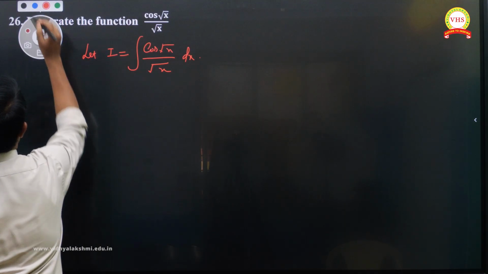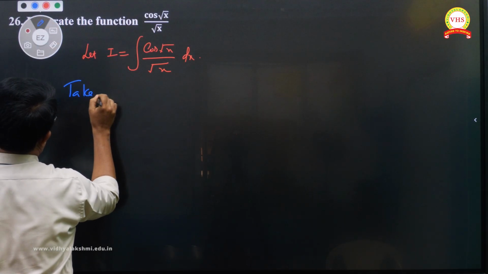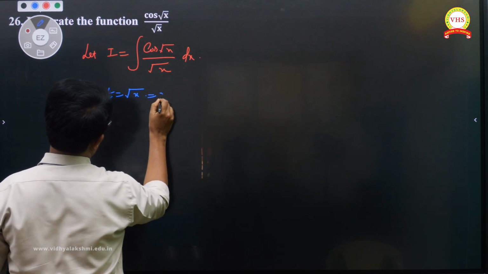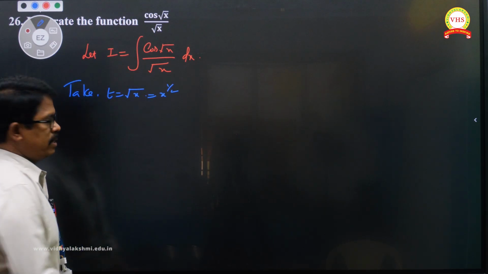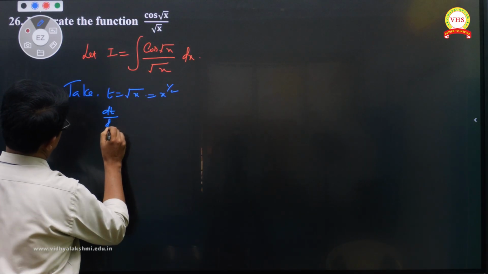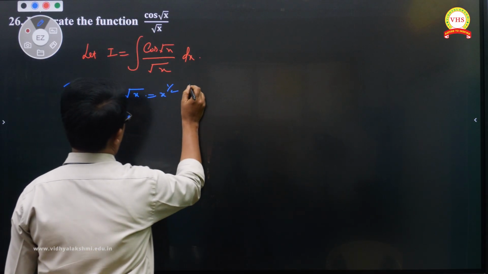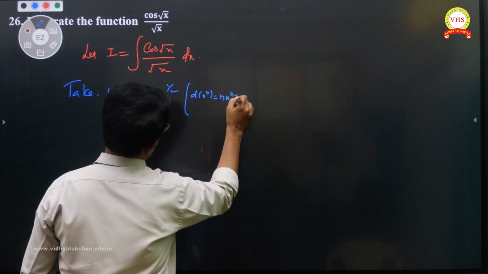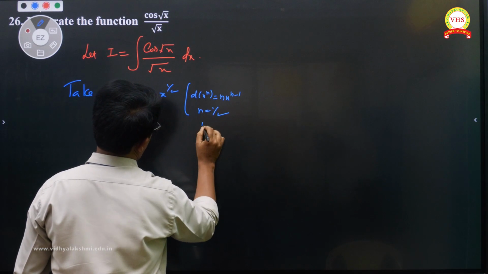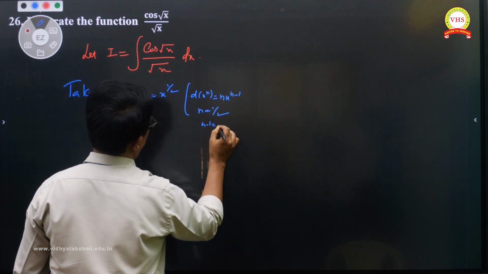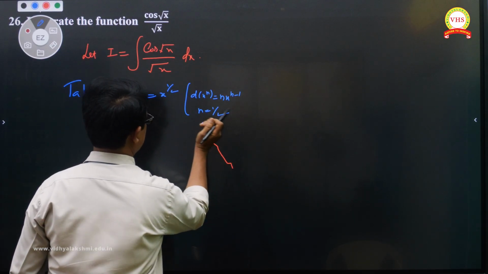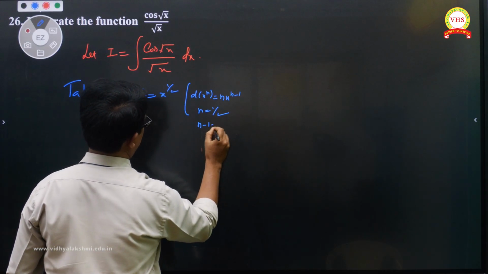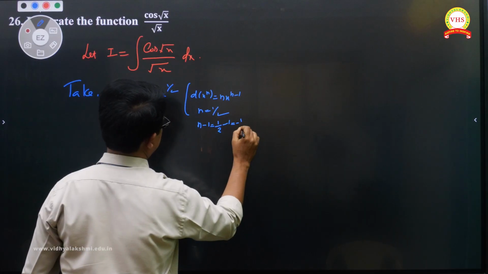So now take the alternate variable t equal to square root of x, that means x to the power of 1 by 2. What is the derivative dt divided by dx? What is the derivative formula? Yes, derivative of x power n is n into x power n minus 1. Here n equal to 1 by 2, so n minus 1 equals 1 by 2 minus 1, that is equal to minus half.